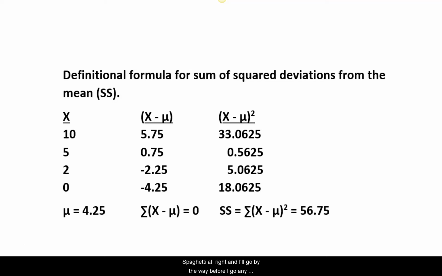And of course, by the way, before I go any further, I want you to confirm that the sum of all those deviations, the sum of all those subtractions, is 0. And sure enough, it is. But then when I square 5.75 and 0.75 and negative 2.25, negative 4.25, I get some jagged numbers. Now, for the sake of being exactly accurate, I took them all out to 4 decimal places. I really wanted to do that because I can demonstrate then that the sum of all of those lengthy numbers is indeed 56.75. It's the same.